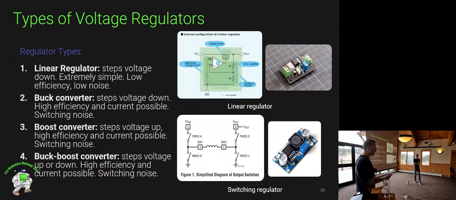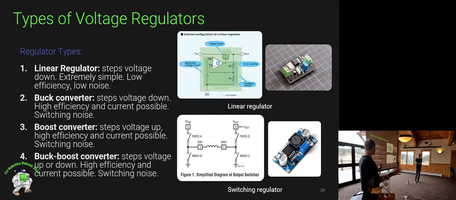A boost converter is the opposite of a buck converter. It lets you step a voltage up. So say you have a low battery voltage, like a single cell lithium ion, but you need to drive a motor at 6 volts. You would use a boost converter to step that voltage up to a high enough voltage to drive that motor. And that's really your only option if you have a lower voltage, besides what's called a buck-boost converter.